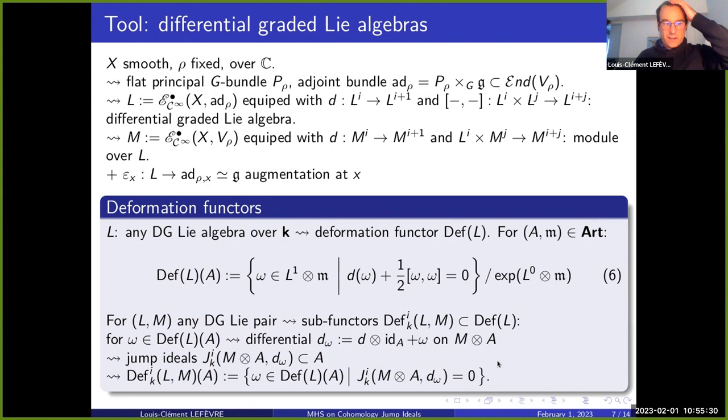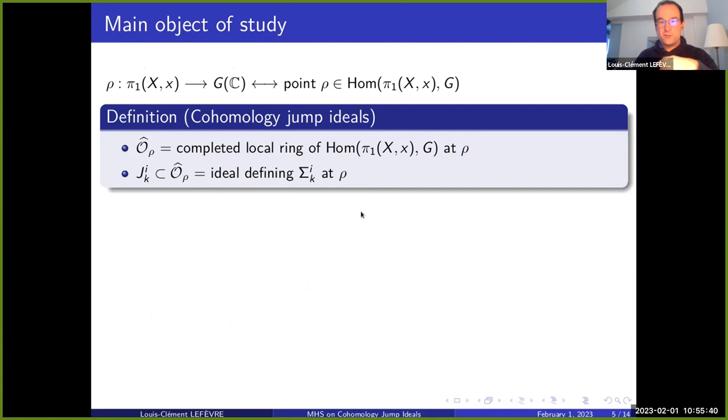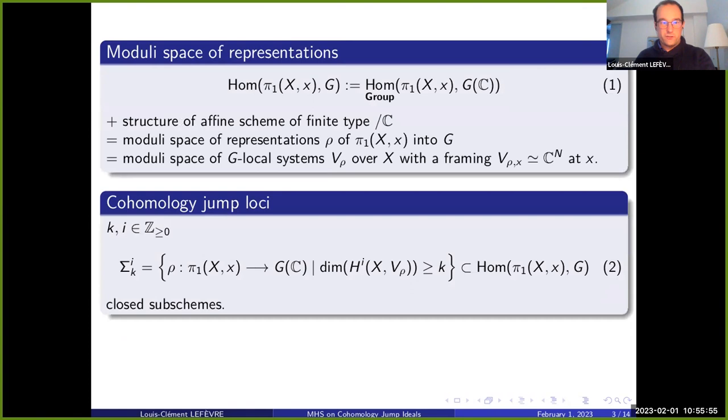You did not explain what the jump ideals are. No, I didn't explain these ones. I explained the ones inside the local ring. Because in the local ring, it's just defined like this: the ideal that defines the jump loci. These are the algebraic jump ideals. They're just the ideal that defines my jump loci inside the local ring.